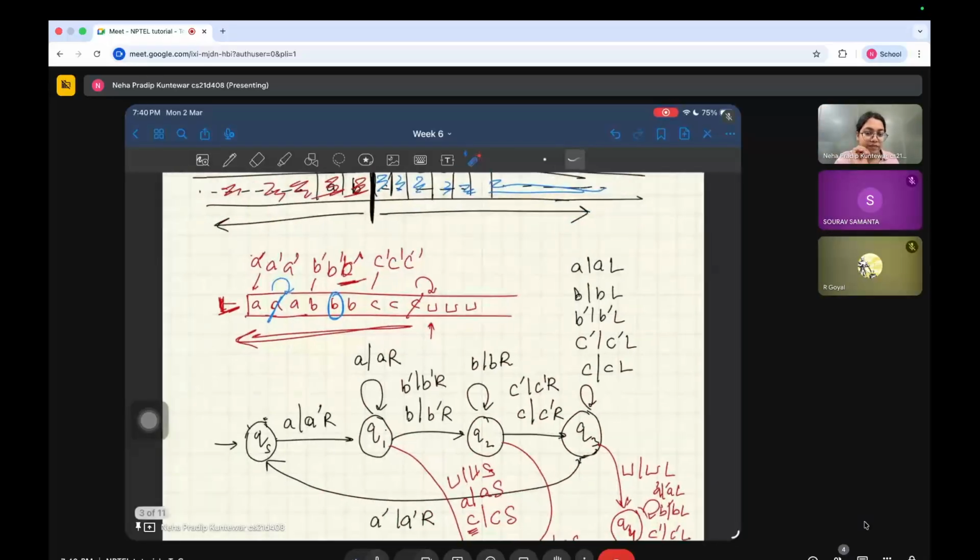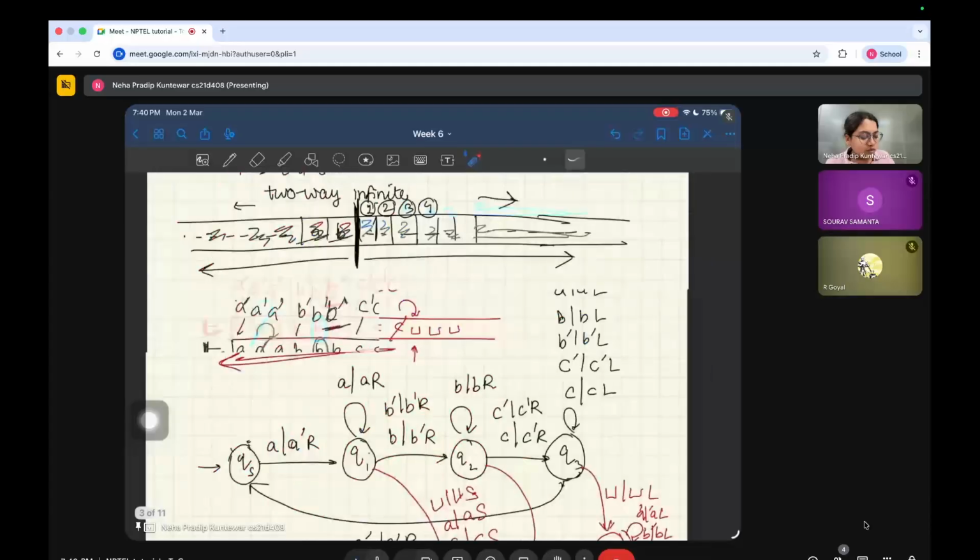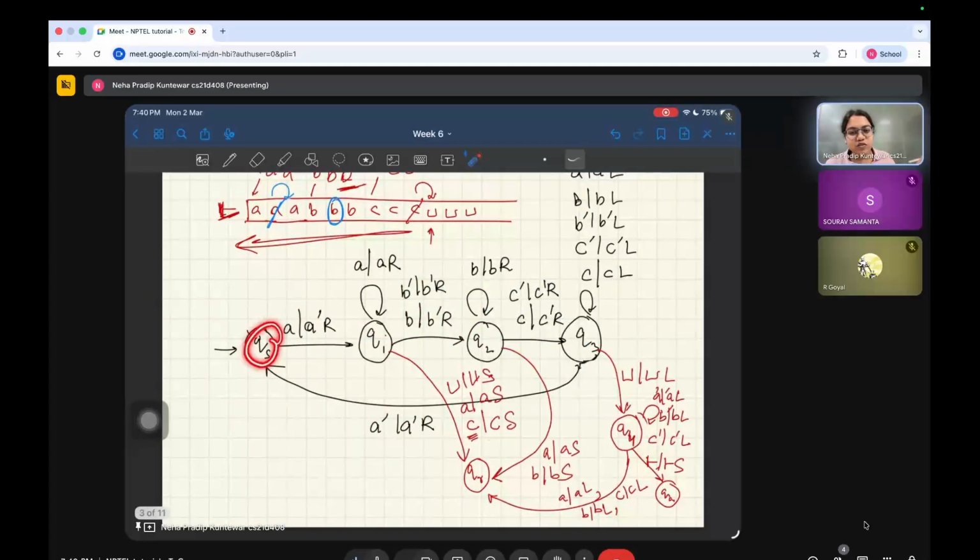So basically, what I'm trying to say is, this is one of the classic examples where you need some other state than QR and QA to begin with.